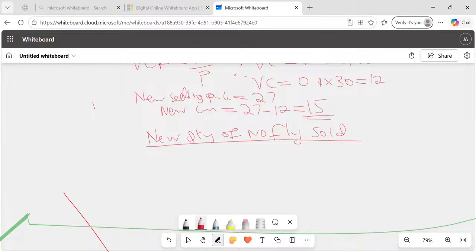New quantity of no fly. One thing that makes me fall in love with this class, two things. These students always ask questions and they always contribute answers. Sharon, not new price, sorry, Lenovo. There'll be no change in the quantity. I love that. Okay. Andrew, why are you saying that and not number 3, Andrew?